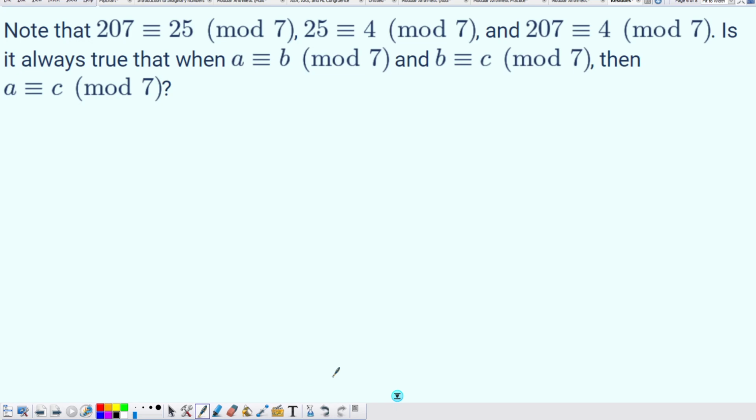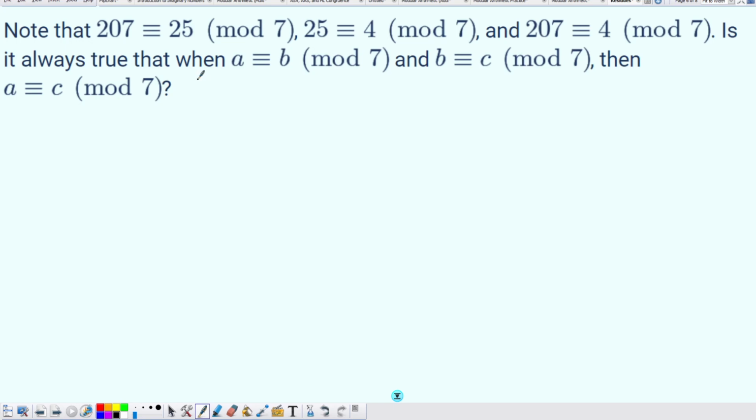And we kind of did the exploration for the next couple parts. So 207 is congruent to 25 mod 7. 25 is congruent to 4 mod 7. And 207 is congruent to 4 mod 7 as well. Can we generalize this? Is it always true that if A is congruent to B mod 7 and B is congruent to C mod 7, then we can deduce that A must be congruent to C mod 7? This is the transitive property extended to the modular system.